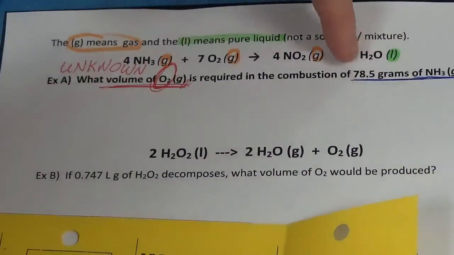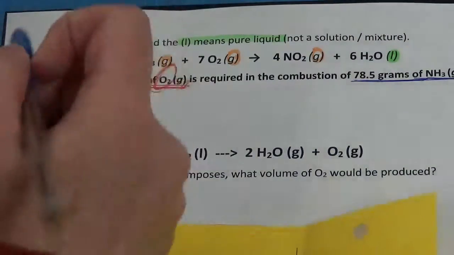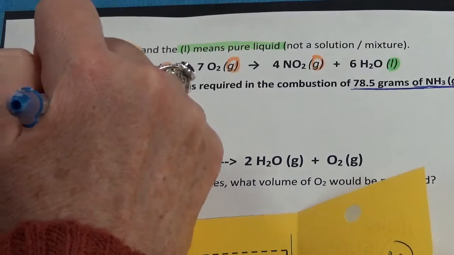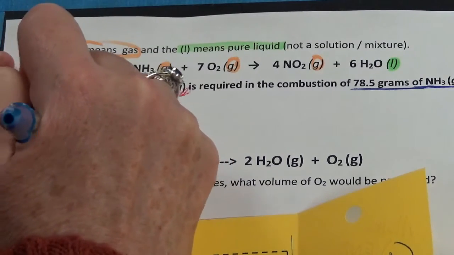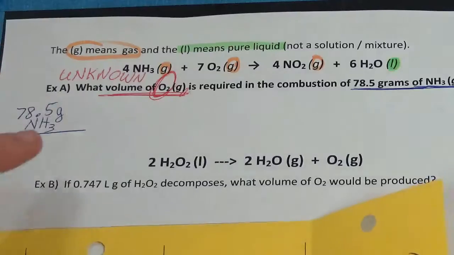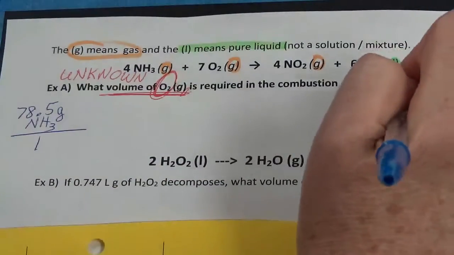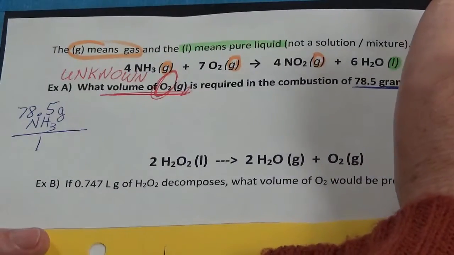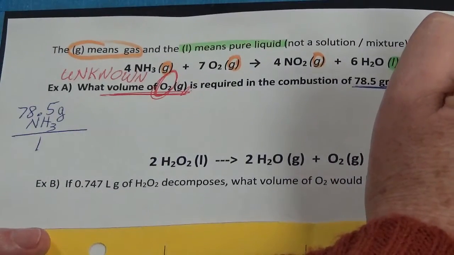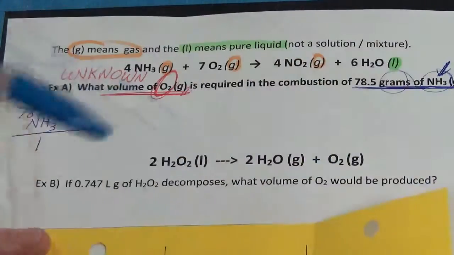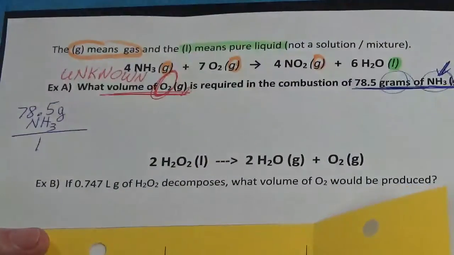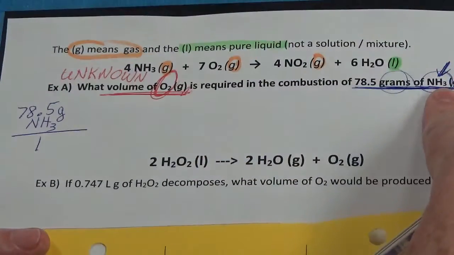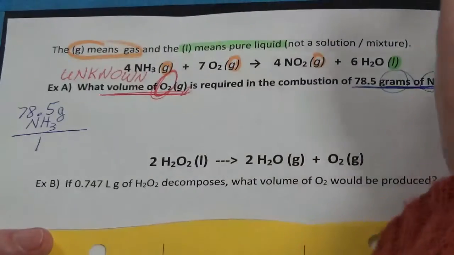It's starting with 78.5 grams of NH3. We always put the given over 1. But since it gives me grams of NH3, I know I'm going to need the molar mass of NH3 during this question because grams of NH3 are involved. So I'm just going to find the molar mass of that right now so that when it comes time to put in numbers, I'll already know that number. It makes the work just a little bit clearer and easier.